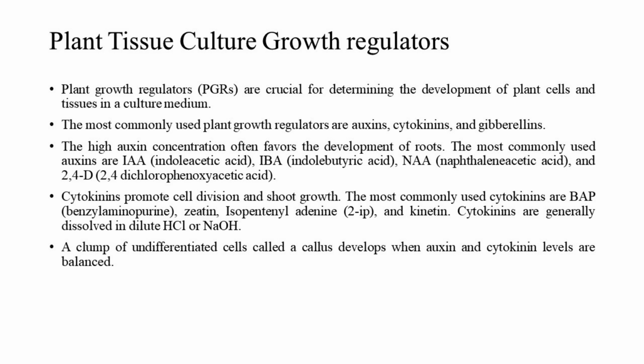The most commonly used auxins are IAA, indoleacetic acid, IBA, indolebutyric acid, NAA, naphthalene-acetic acid, and 2,4-D, 2,4-dichlorophenoxyacetic acid. Cytokinins promote cell division and shoot growth. The most commonly used cytokinins are BAP, benzylaminopurine, zeatin, isopentenyladenine, 2-iP, and kinetin. Cytokinins are generally dissolved in dilute HCl or NaOH. A clump of undifferentiated cells, called a callus, develops when auxin and cytokinin levels are balanced.